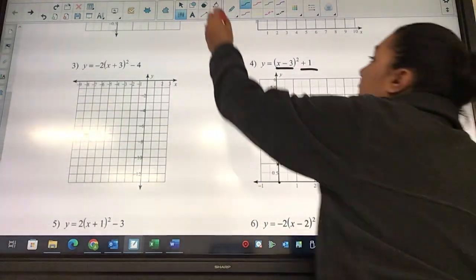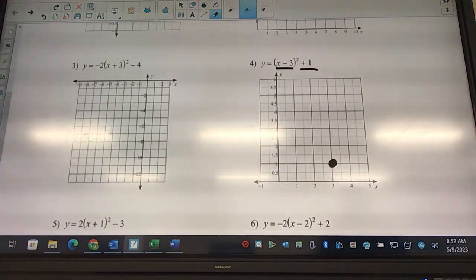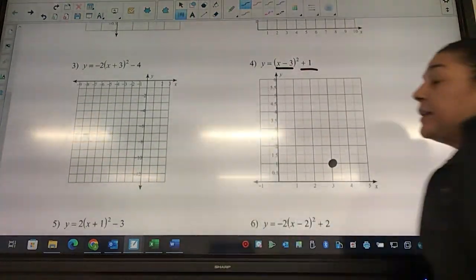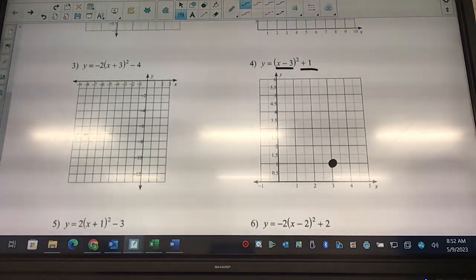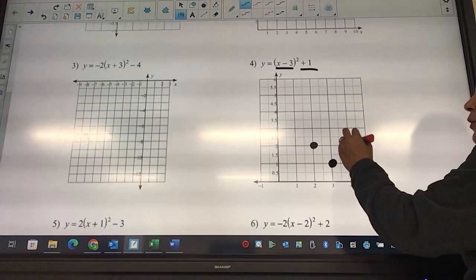The vertex. Okay, and now I'll ask you this. Is there a number out front? No. Is there a negative? No. So that means our graph opens up with a regular slope. That slope being what? How do we get our second set of points? Up 1 over 1. So we're going to go up 1 over 1, up 1 over 1.